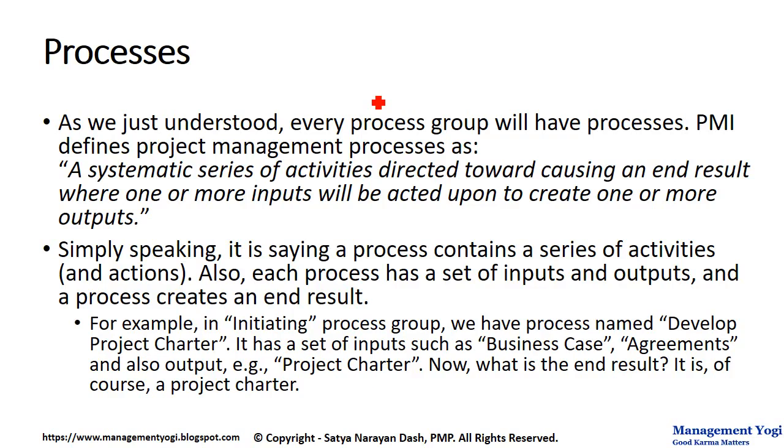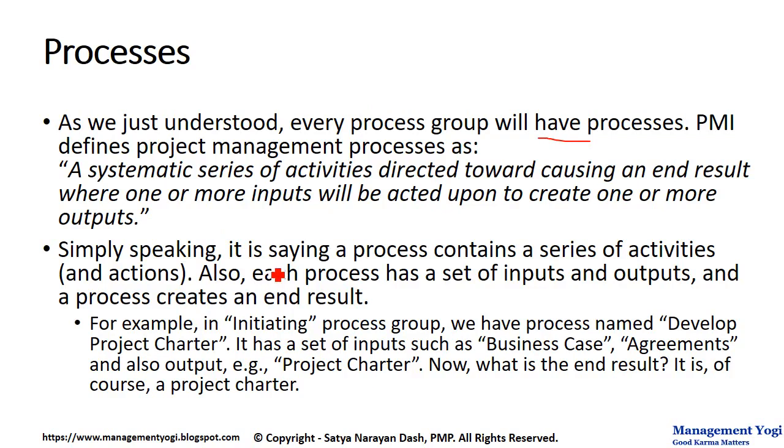So we spoke about process groups, which are groups of processes, and we have 49 processes. As we just understood, every process group will have these processes. Now what is the definition? PMI defines a project management process as a systematic series of activities directed towards causing an end result where one or more inputs will be acted upon to create one or more outputs.